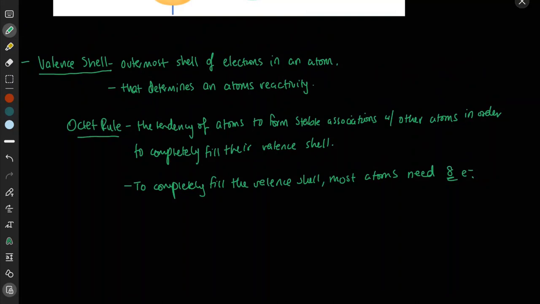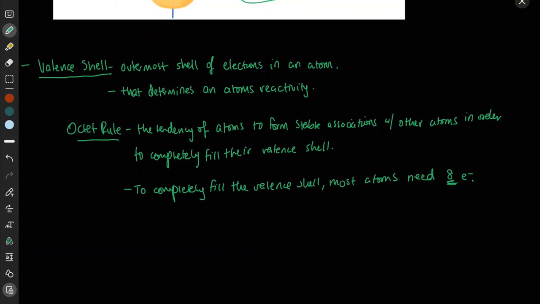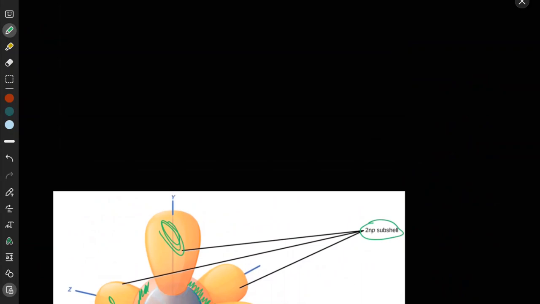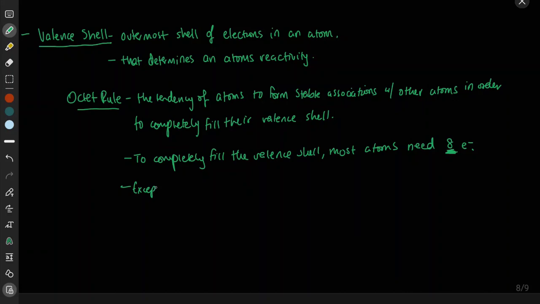Now, there are exceptions to the octet rule, right? And it's called the octet rule because of the fact that most atoms need 8 electrons, right? Like octagon, right? It's 8 electrons, hence the name octet rule. Now, there are exceptions, right? So one of the more predominantly important ones, at least with respect to the biologically relevant elements, is hydrogen. So if we looked at hydrogen up here, let me just write down: exceptions do exist. And then the example we're going to give is hydrogen. Okay, so let's look at hydrogen over here.